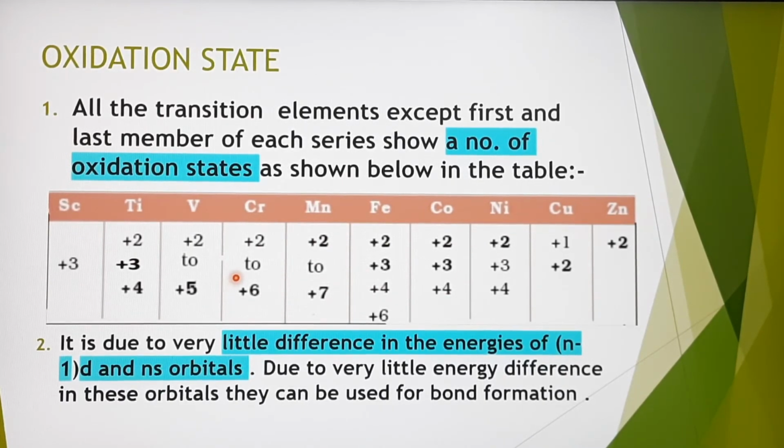So why do transition elements show variable oxidation state? The reason is the little difference in the energy of n-1 d and ns orbitals. Due to the very small difference in the energy, these orbitals are used in the bond formation. That's why transition elements show variation in the oxidation state.